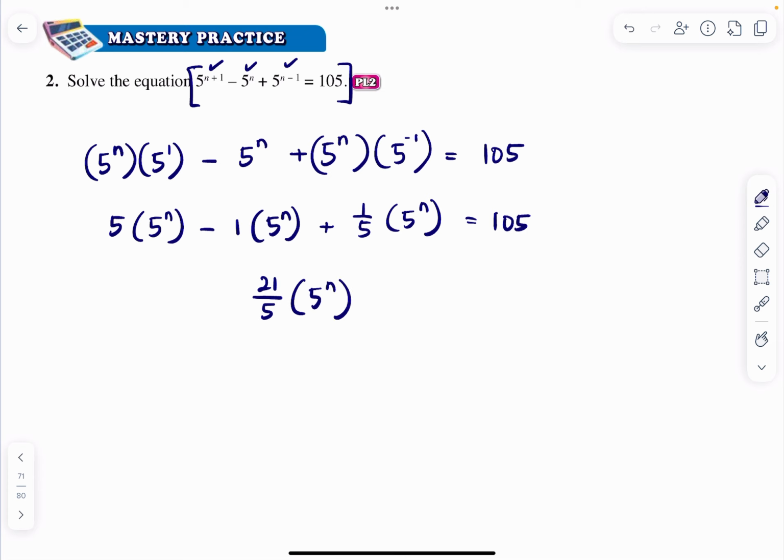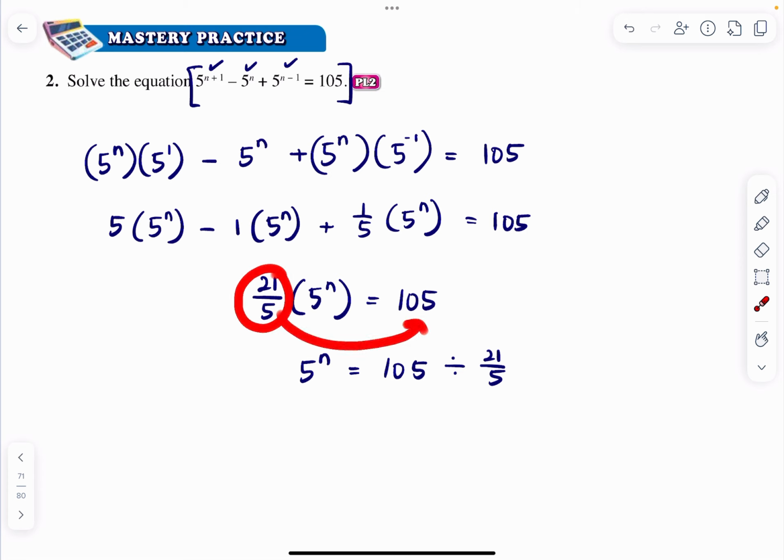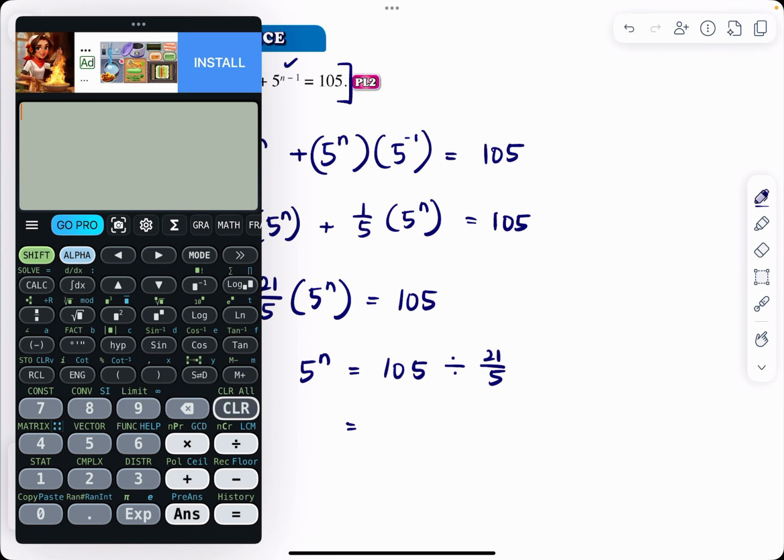(21/5)(5n) equals 105. So making 5n the subject, we get 105 divided by 21 over 5. This one we bring there, it becomes divide. So 105 divided by 21 over 5, we write it like this now. 105 divided by 21 over 5, we get 25.